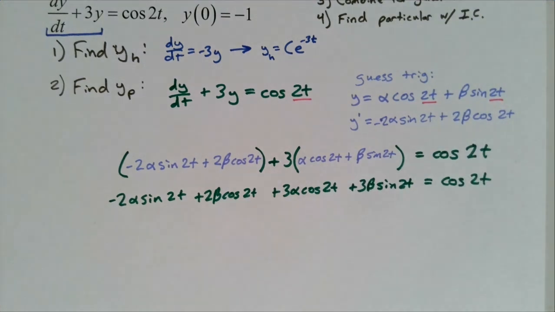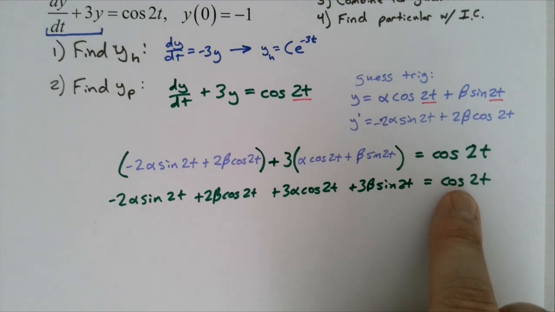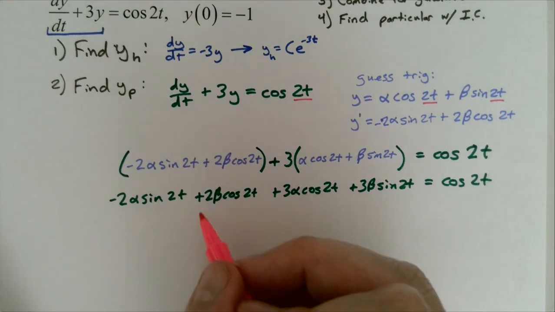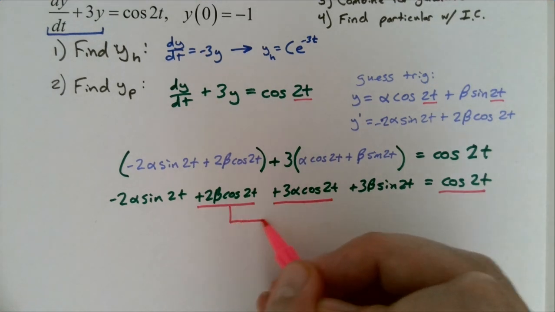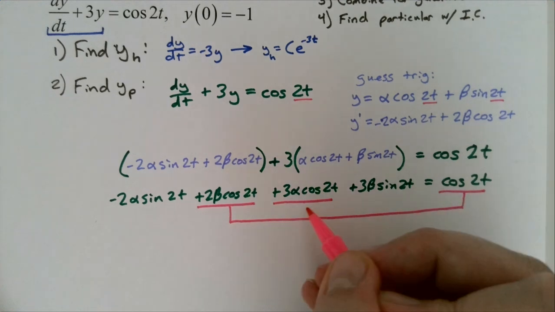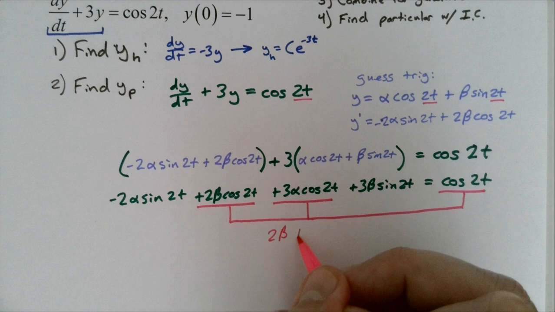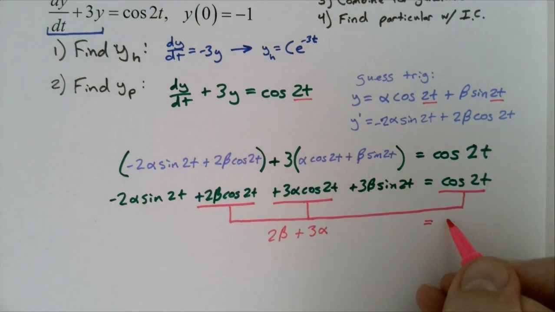So what I'm going to do right now is notice that on the right hand side I only have a cosine term. So whatever the coefficient is on this side, 1, that has to match the coefficients of the cosine terms on this side. So I basically have one equation: this plus this equals this. Those three terms together give me one equation. 2 beta plus 3 alpha has to equal 1.